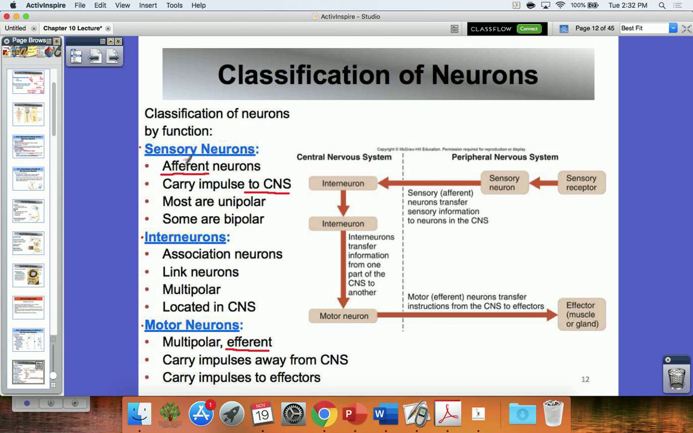So sensory or afferent, interneurons or association or integration. And then we have motor, the efferent neurons. So same exact concept as what we talked about a few slides ago. This time it's simply talking about classification of neurons in general.